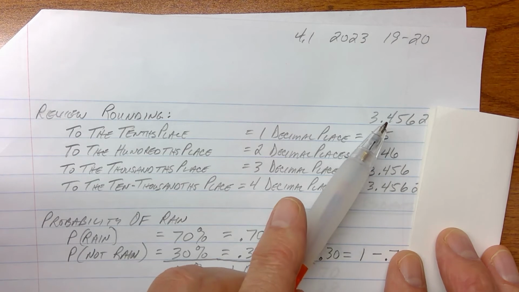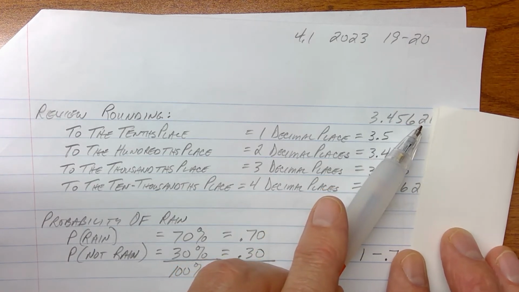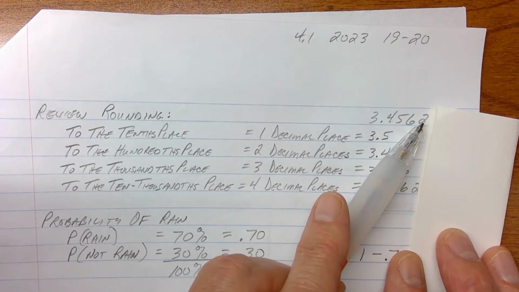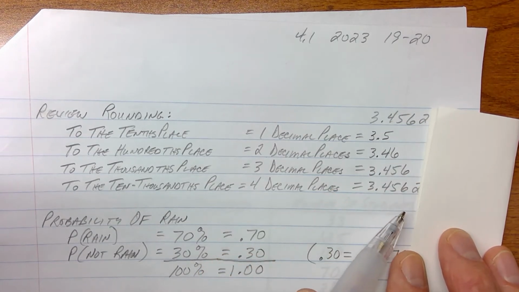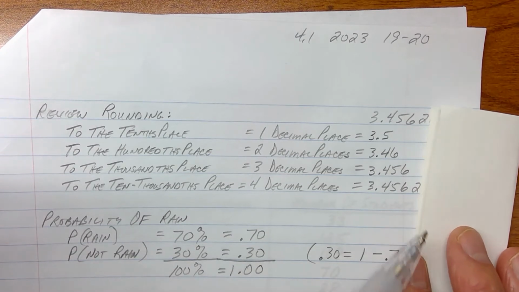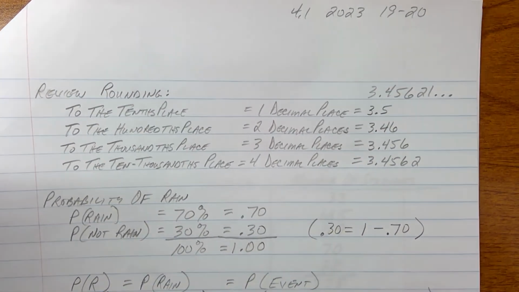And finally, 4 decimal places. There's 4 numbers after the decimal. Before I write it down, I want to take a peek at the next number, and if it's 5 or bigger, I'm going to round that 2 up. 1 is not, so I leave it 3.4562. All right, just a quick review of rounding there.